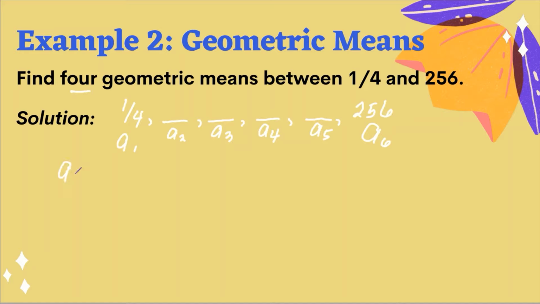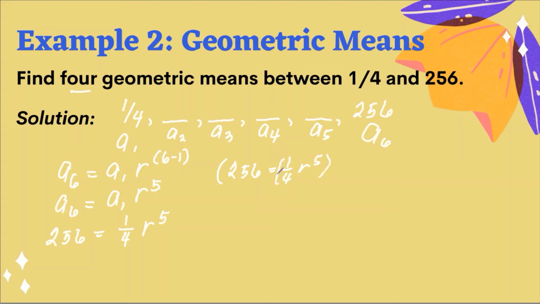So using the formula, we have the last term a sub 6 equals our first term a sub 1, r, and our n is 6 minus 1. So a sub 6 is equal to a sub 1 r to the power of 5. And our a sub 6 is 256 equals our a sub 1, 1/4, r to the power of 5. So we have now 256 equals 1/4 times r to the power of 5.